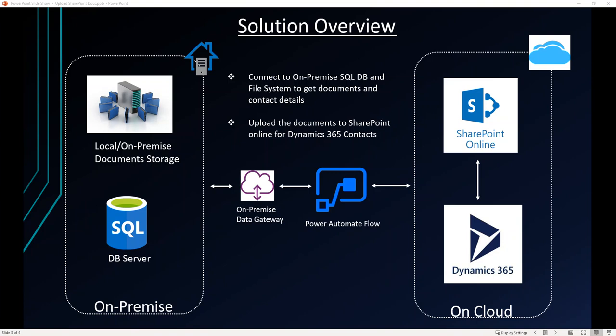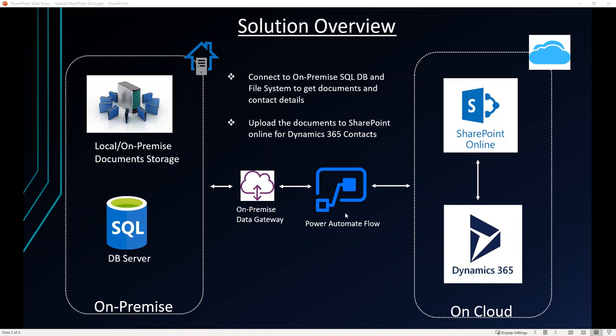In today's video, we will see how to connect Power Automate to an on-premise database server, the Microsoft SQL database server, and to connect to the local file storage server, get the documents for the contacts from your local system, upload the documents to SharePoint Online, and view those particular files from Dynamics 365.